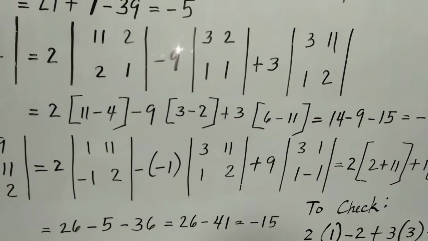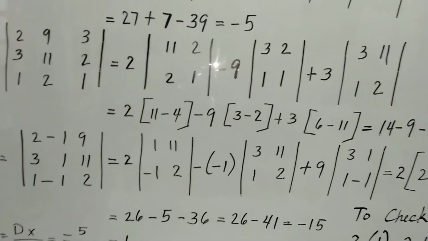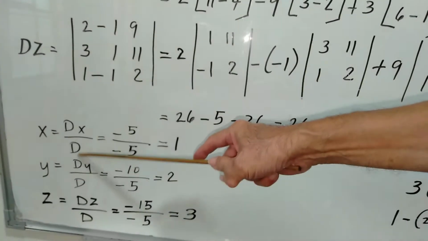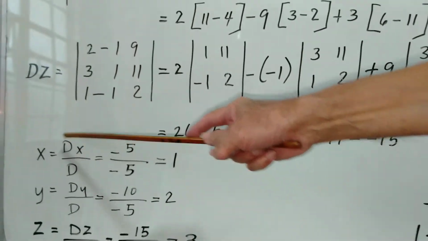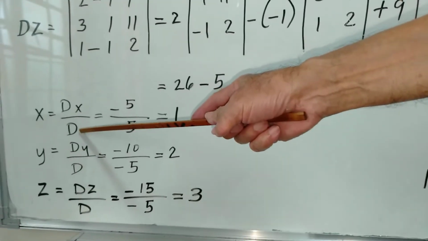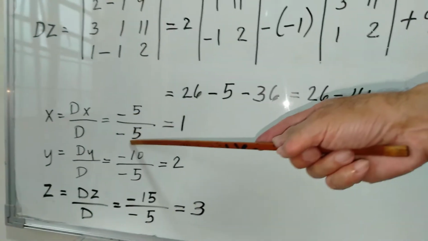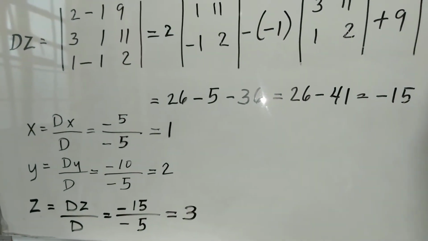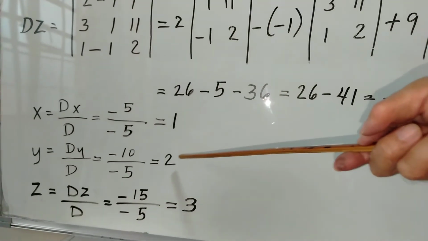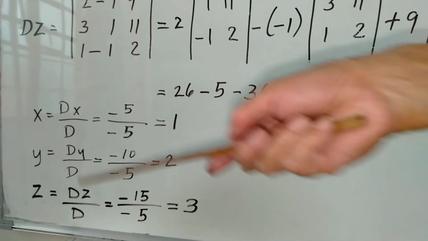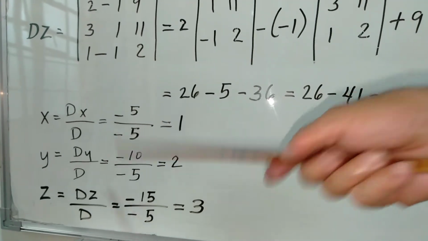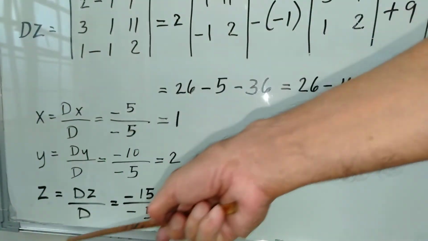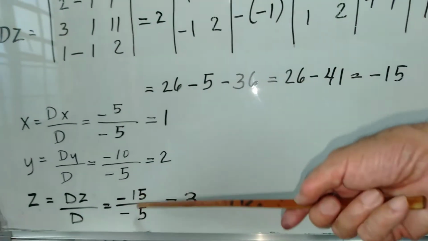So to get the value of x, y, z, the three variables, after getting dx, dy, and dz, x is equal to dx over the determinant of the coefficients. Dx is equal to negative 5 over negative 5, as we have computed. So negative 5 over negative 5 is equal to 1. For dy, we obtain negative 10, so dy over d, negative 10 over negative 5, is equal to 2. For z, it is equal to dz over d, negative 15 over negative 5, is equal to 3.